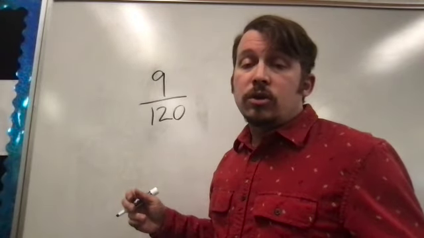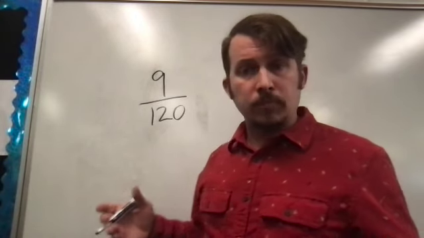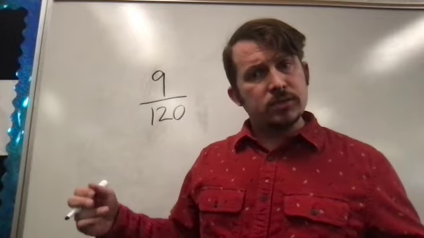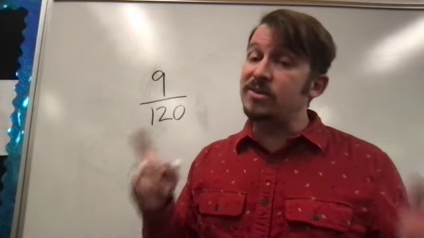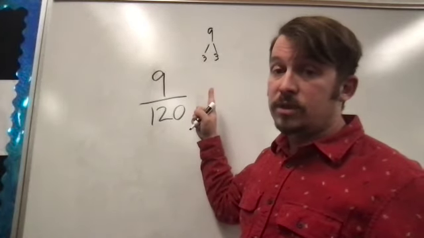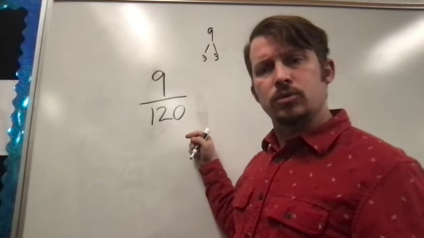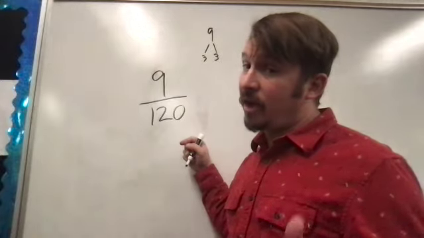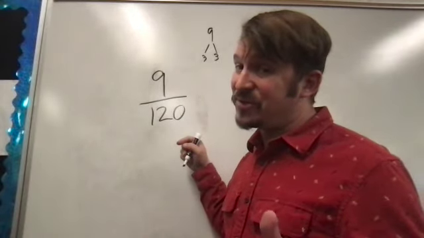Okay, let's start with 9 over 120. How do we reduce this fraction? Well, let's start with our factors. The factors of 9: 9 is 3 times 3. What are the factors of 120? They'll be an awful lot like the factors of 12. Watch.